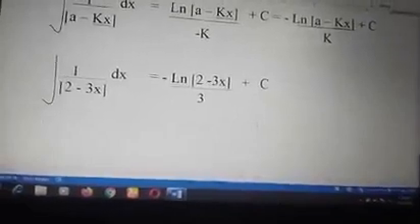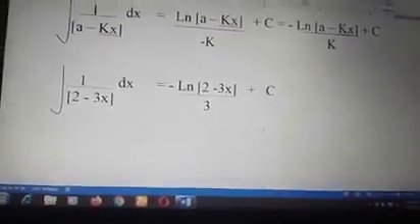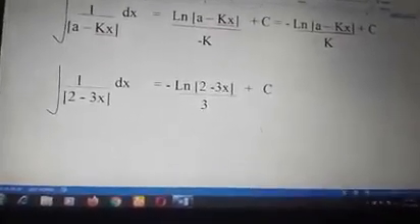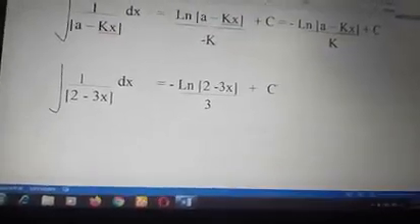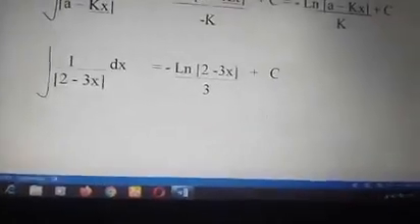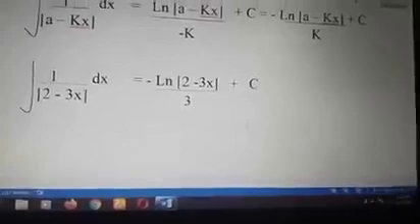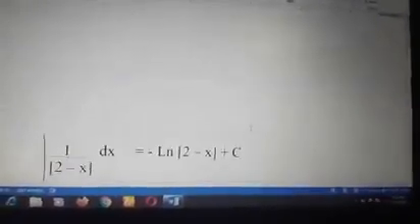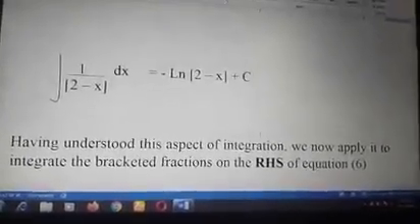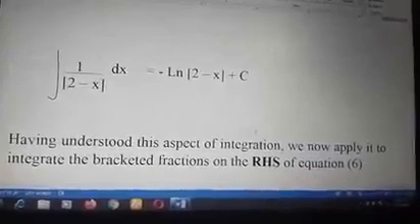For example, if I integrate 1 over 2 minus 3s ds, it will give us minus the natural log of 2 minus 3s all over 3. How do I get the 3? The coefficient of S there is minus 3, divided by minus 3. That way you have the minus sign in front of ln, then plus C. So following this process, we now integrate the values in brackets. Another example is to integrate 1 over 2 minus s ds, which will give us ln 2 minus s.